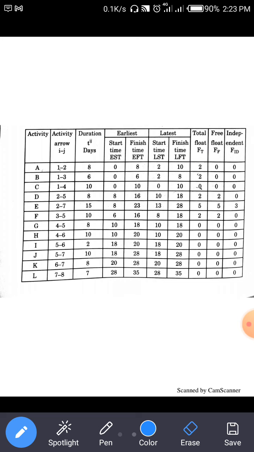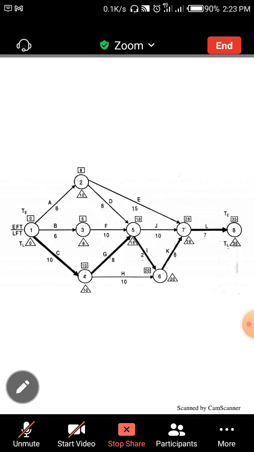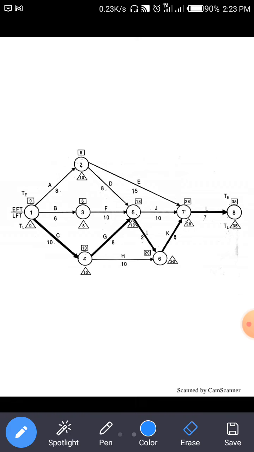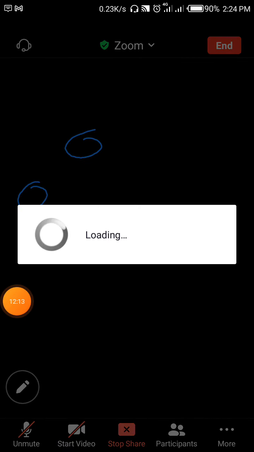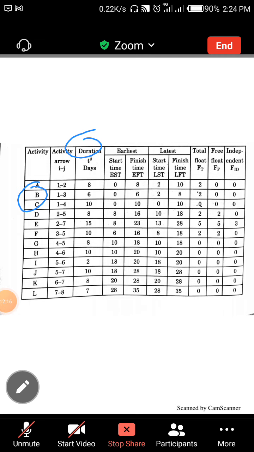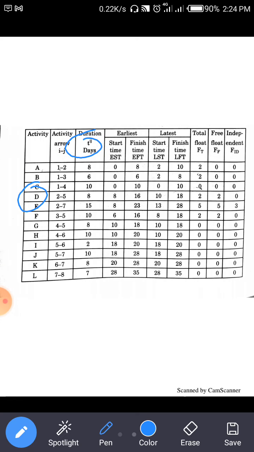Clear? So here first we start from activity A. Activity A is arrow 1 to 2 and the duration is given as 8. From the figure you can see the earliest starting time is 0 and the earliest finish time is 8. So here we write in a table: earliest starting time is 0 and earliest finish time is 8. Clear?